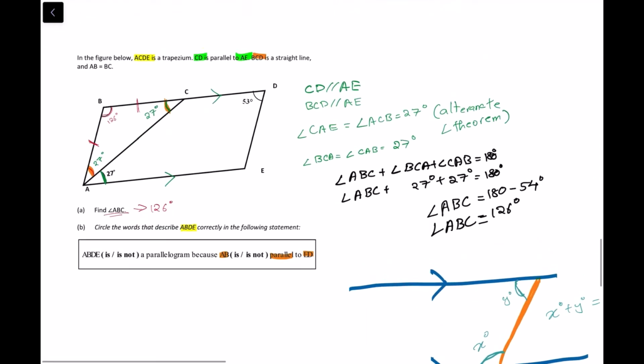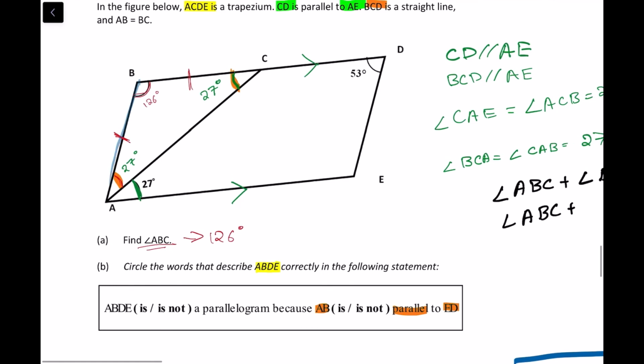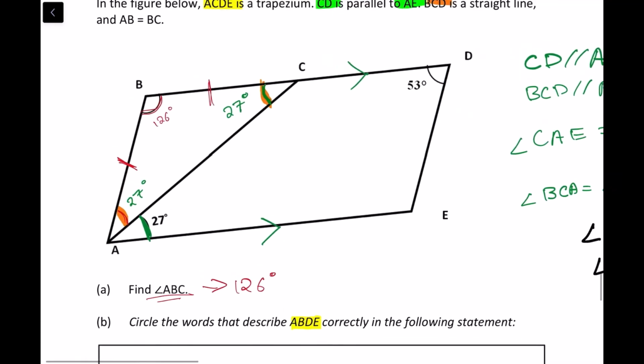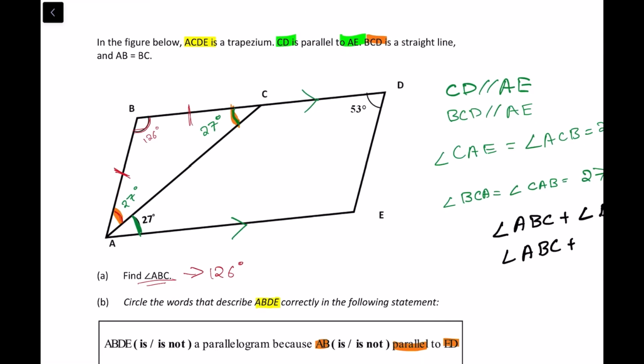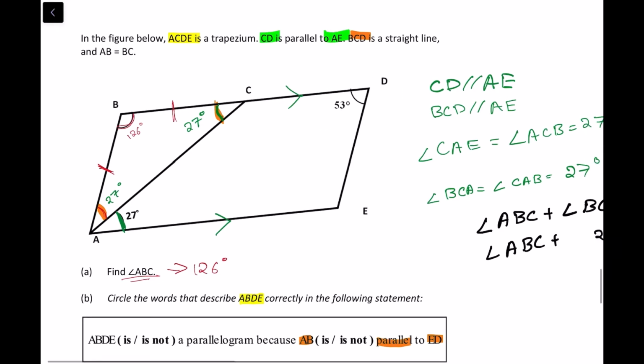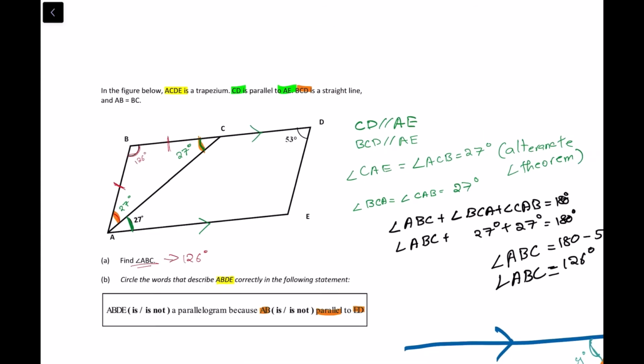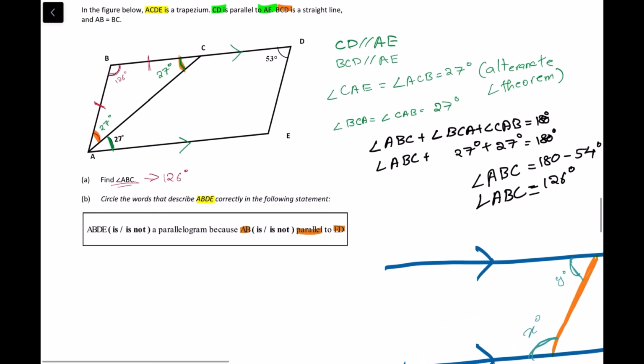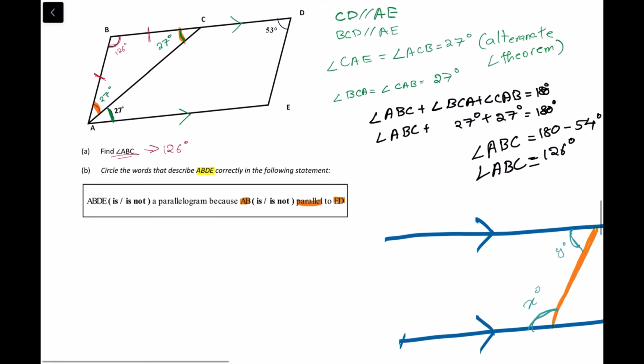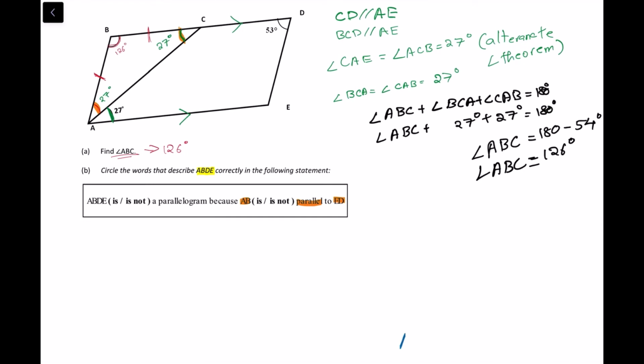So we need to prove whether BA is parallel to DE. And how do we do that? It's pretty simple. We just need to find whether the sum of this angle and this angle is 180 degrees or not. If yes, then DE is parallel to BA, and if no, then DE is not parallel to BA. So we just have to find the angle.